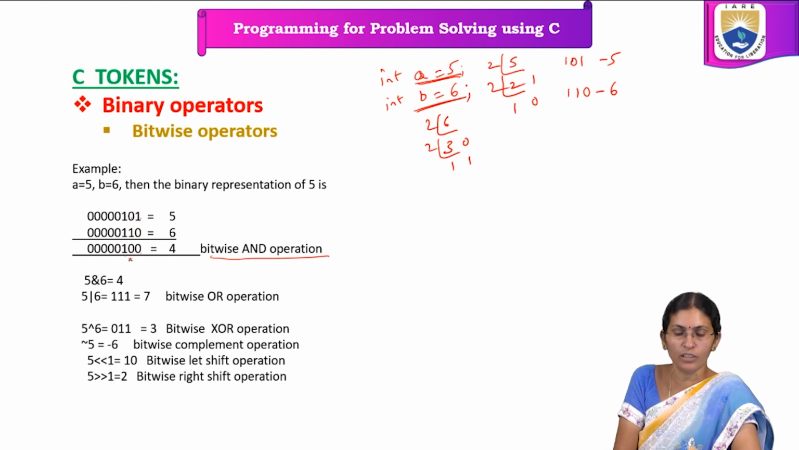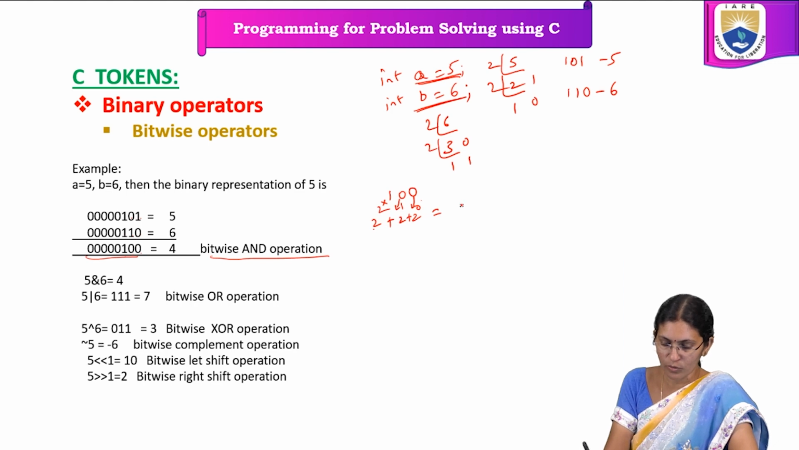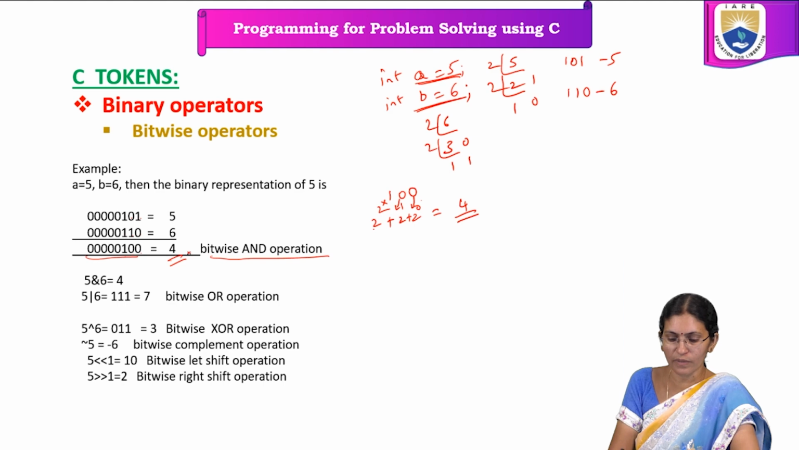Again, you convert it to decimal form. In order to convert this to decimal form, you can write it as 2 power 0 plus 2 power 1 plus 2 power 2. So this evaluates to 1 into 2 power 2, 0 into 2 power 1, and 0 into 2 power 0. 2 power 2 is 4, so the answer is equal to 4. In this way you can perform the bitwise AND operation.